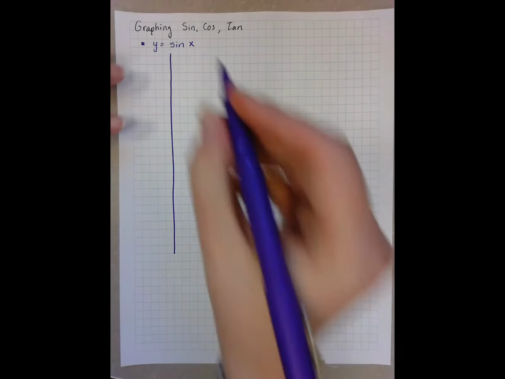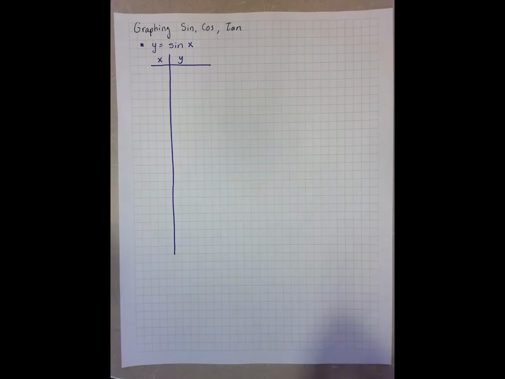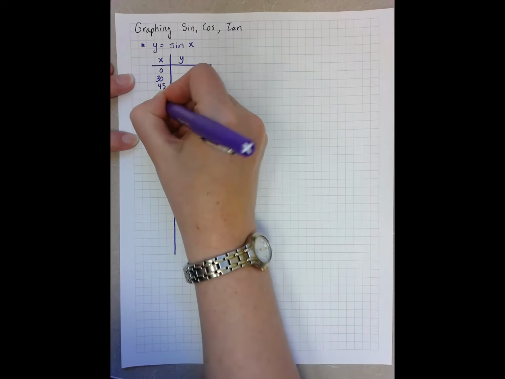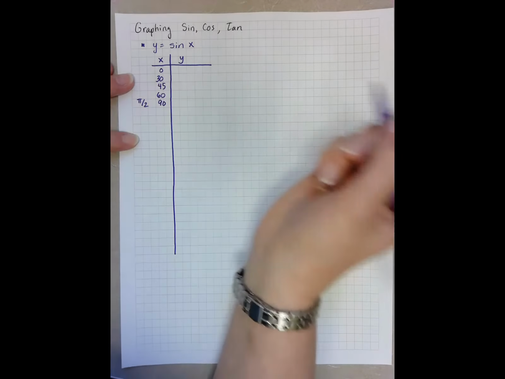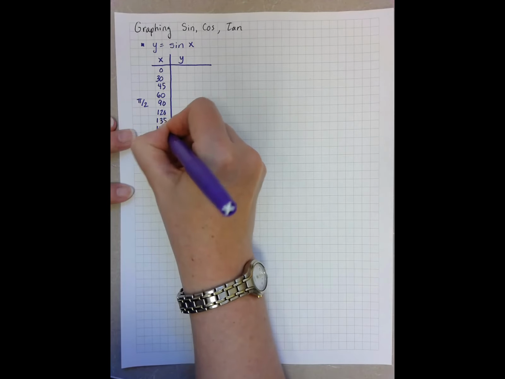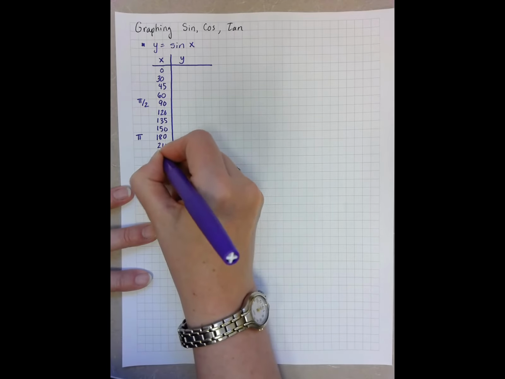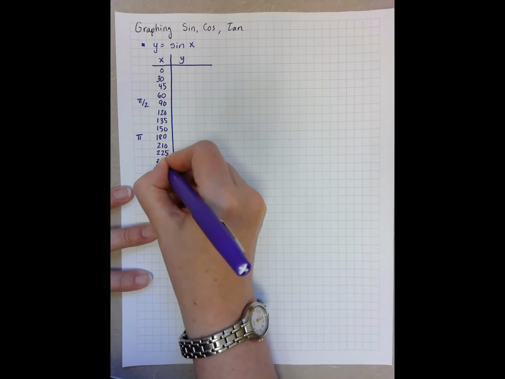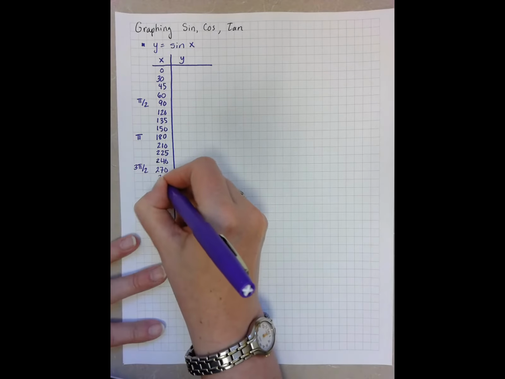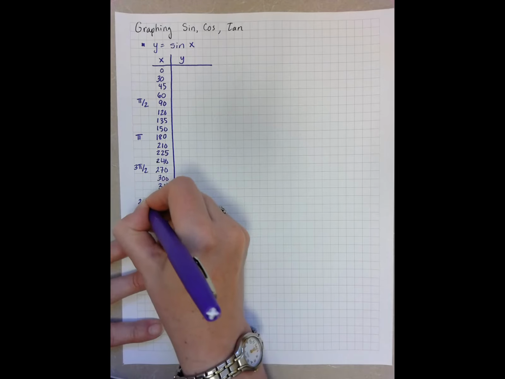I am going to break this up. It's quite a long table, in part because we're actually going to look at the four quadrants. So I'm going to go 0, 30, 45, 60, 90. Then I'm going to go 120, 135, 150, 180, which I'm also going to write in radians, pi. Then 210, 225, 240, 270, which is also 3 pi over 2, 300, 315, 330, and 360, which is also 2 pi.